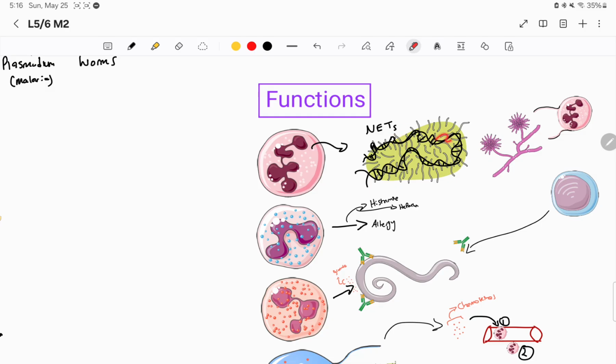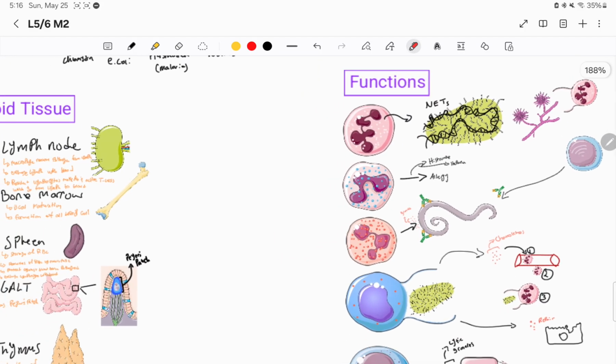Now, this is not the only thing that is released with these nets. There are certain chemicals, such as enzymes or harmful substances, that can help digest and destroy this guy. But that's what the neutrophils do. They release nets to kill intracellular bacteria, and they can phagocytose these fungi.